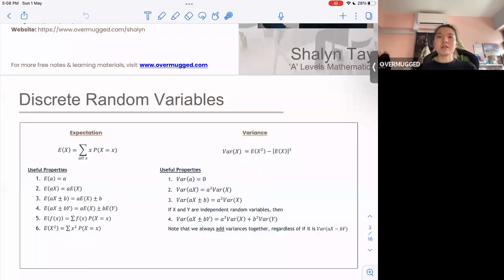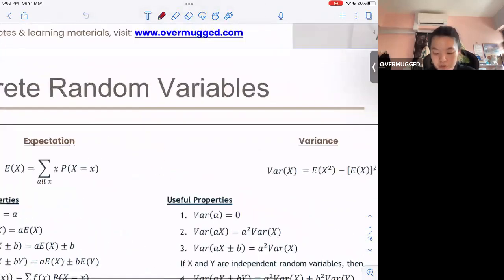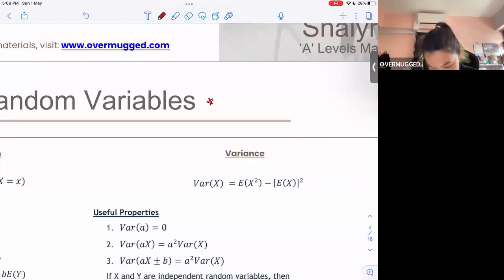A variable is something that you are measuring in, for instance, an experiment or in a population. Usually it's like the number of, let's say, phone calls in a minute, or the lifespan of a light bulb, right? So something that you are measuring is a random variable. And for discrete random variables, the emphasis is that whatever you are measuring is actually countable.